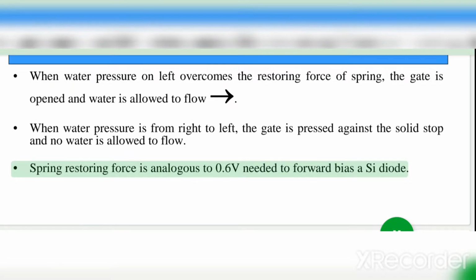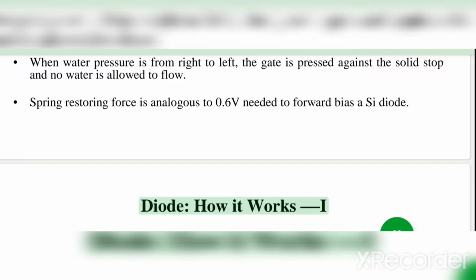Spring restoring force is analogous to the 0.6 volt (V) needed to forward bias a diode. Diode, how it works I.